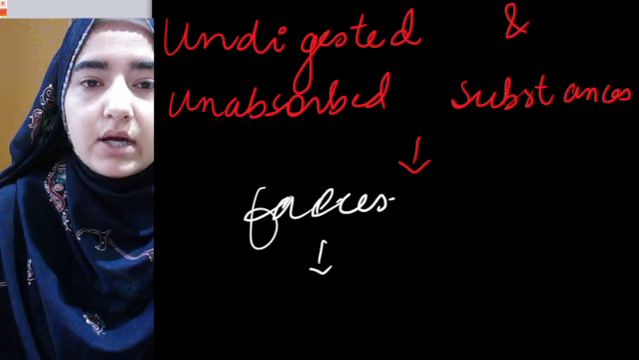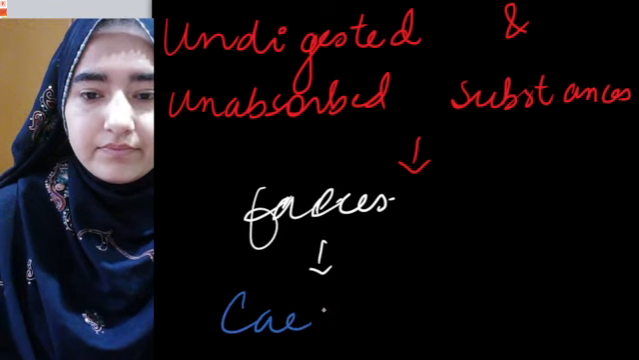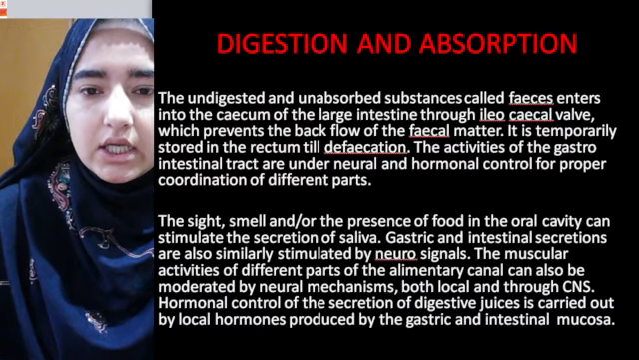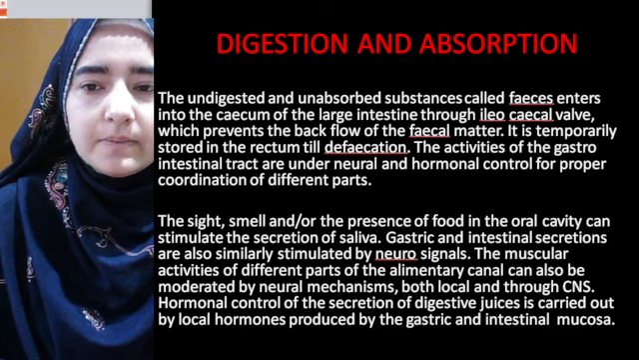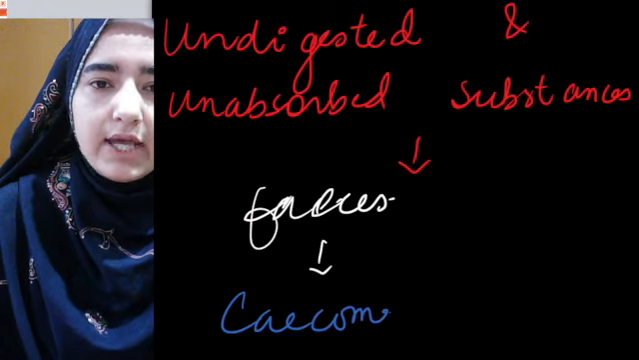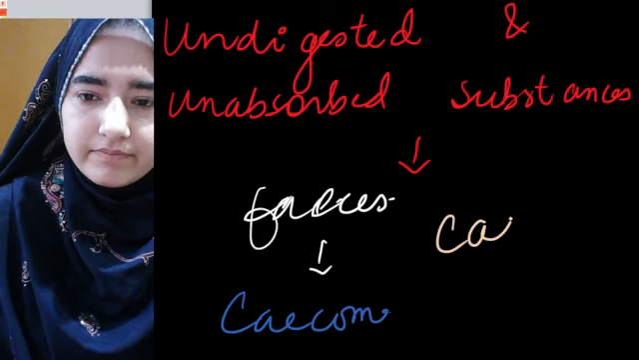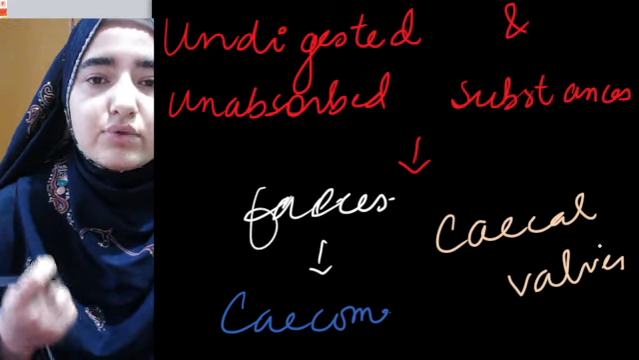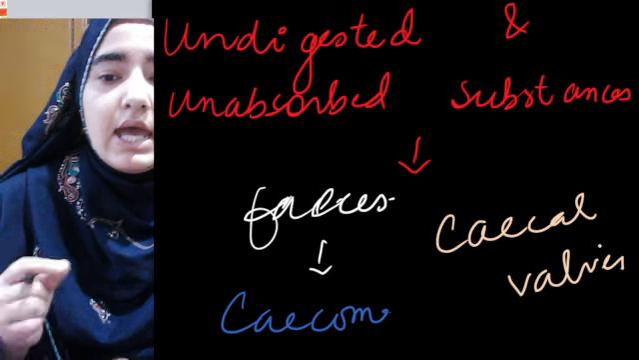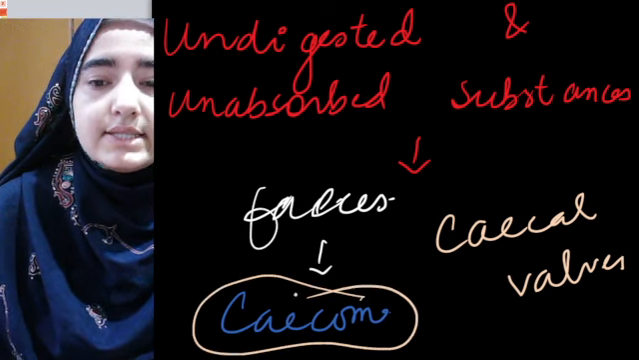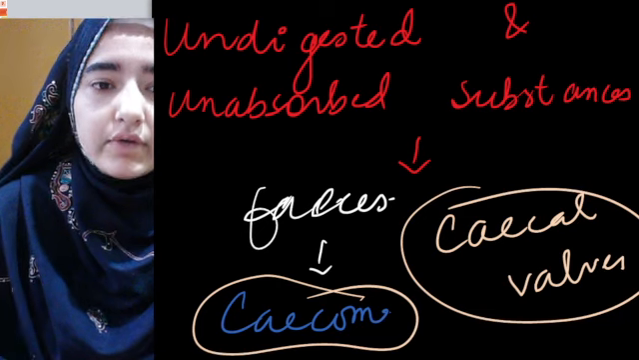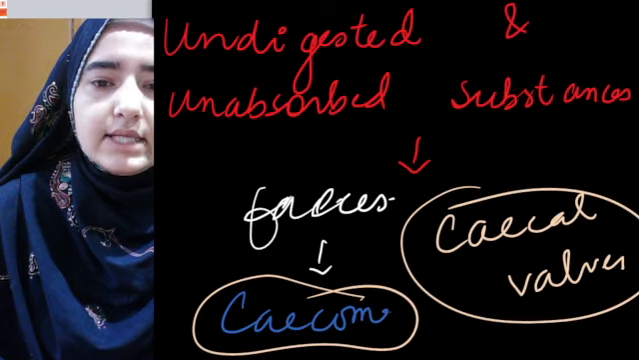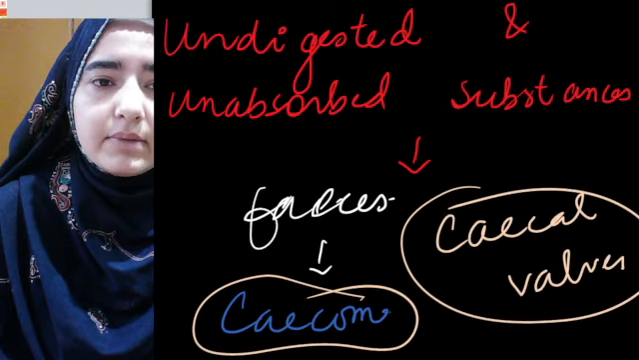No, sorry, not the first part. It enters into the cecum of the large intestine. Yes, it enters into the cecum, and in the cecum we have a valve known as the cecal valve. Likewise, in between the esophagus and stomach we have the gastroesophageal sphincter. Here in the cecum we have the cecal valve, so that backflow of fecal matter will not take place.